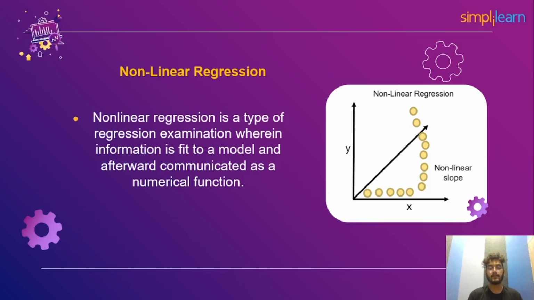Simple linear regression relates two factors x and y with a straight line, y equals mx plus b, while nonlinear regression relates the two factors in a nonlinear relationship. Nonlinear regression can be used to predict population growth over time or the relationship between GDP and a country's time.